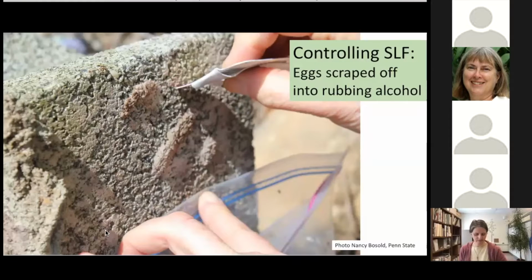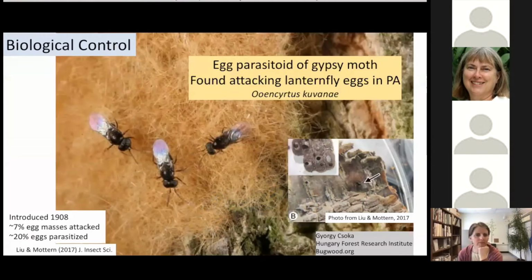You can physically remove not only the lanternflies and nymphs themselves, but egg masses. And this is just a slide showing someone scraping those egg masses into a plastic bag. There's a little bit of rubbing alcohol in that bag that will kill the eggs. So to the extent that you remove those egg masses, it's effective. Of course, in the case of Pennsylvania, where there's many thousands of adults present, it can be a really impractical job, but it's one way to control them.